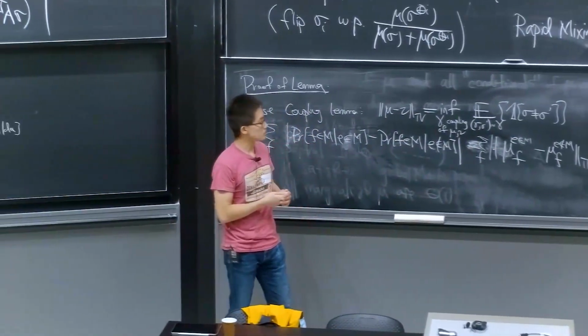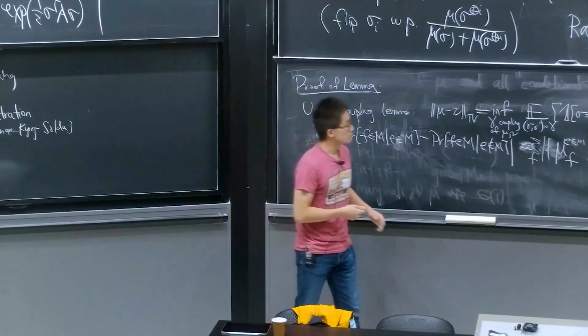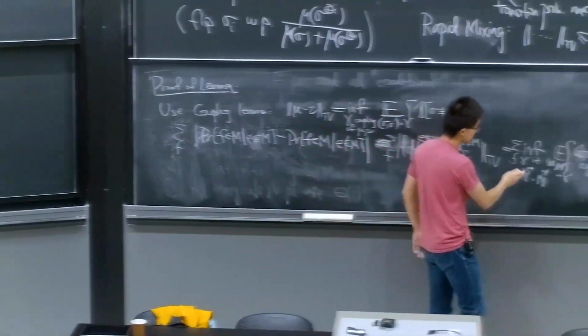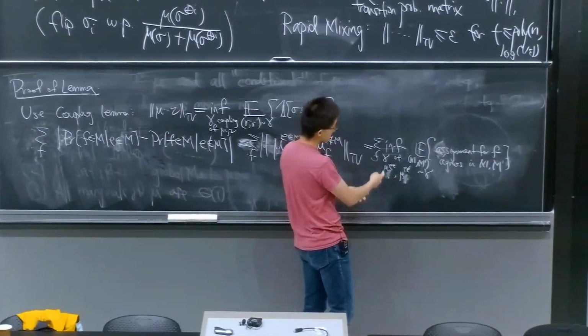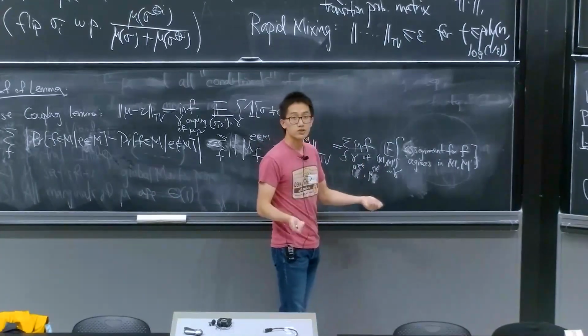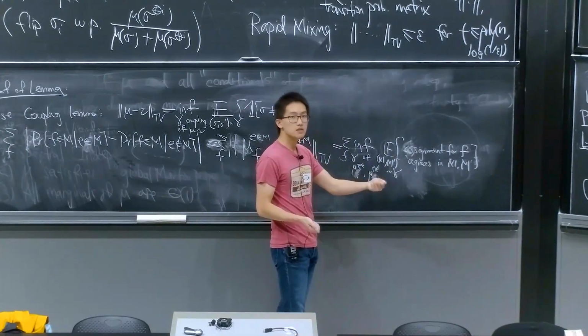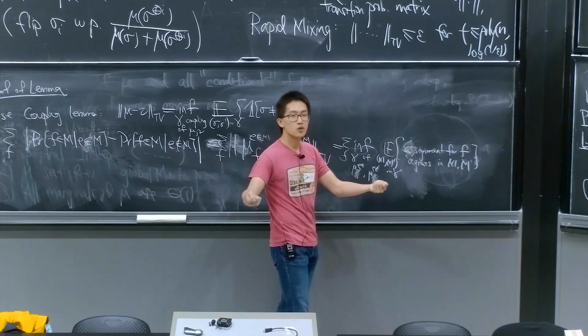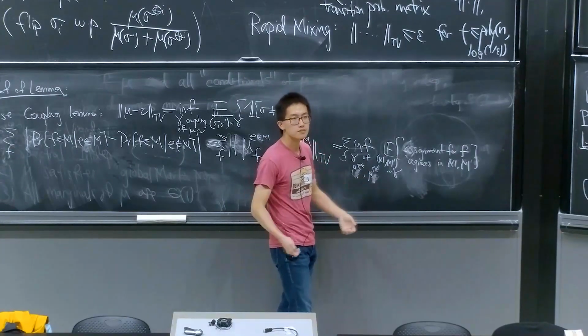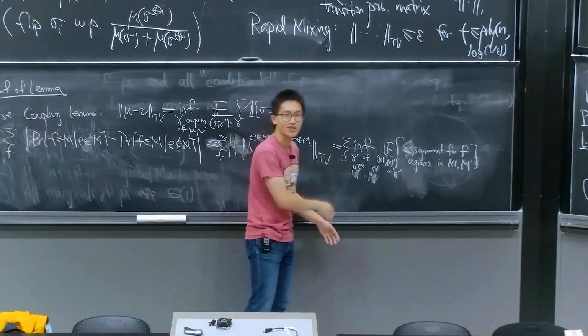Question? Sorry, this one here. I'm taking a coupling of two conditional distributions, one in which I condition on the edge E being in the matching, and the other conditioned on the edge E not being in the matching. Sorry, it's not very legible.